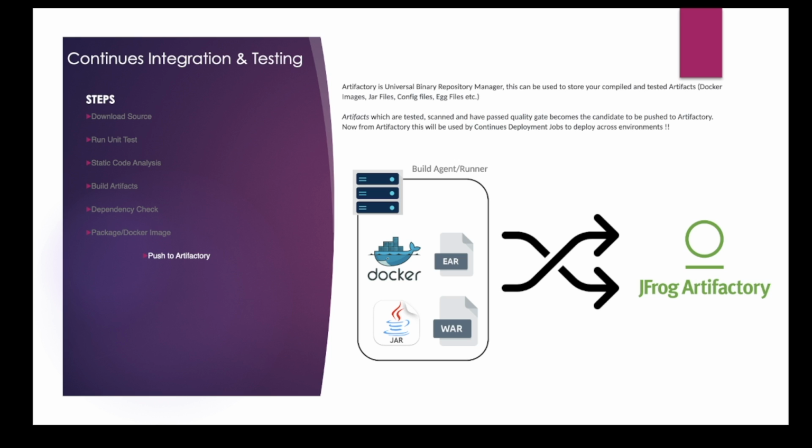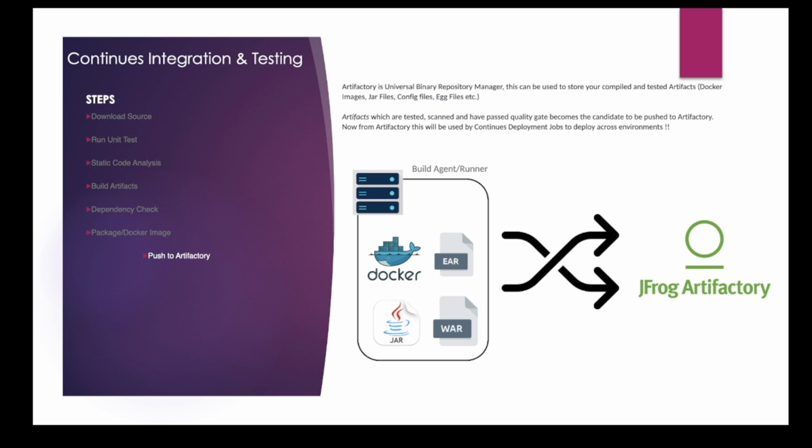Once your container is built, the next step is to submit it to Artifactory. What is Artifactory? Artifactory is a universal binary repository manager. This can be used to store all your compiled and tested artifacts. It can be a Docker image, your jar file, your config file, your egg file. Artifacts which are tested, scanned, and have passed quality gates become candidates to be pushed to Artifactory.